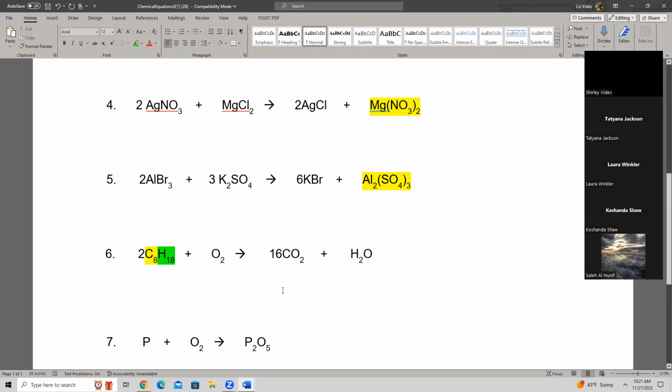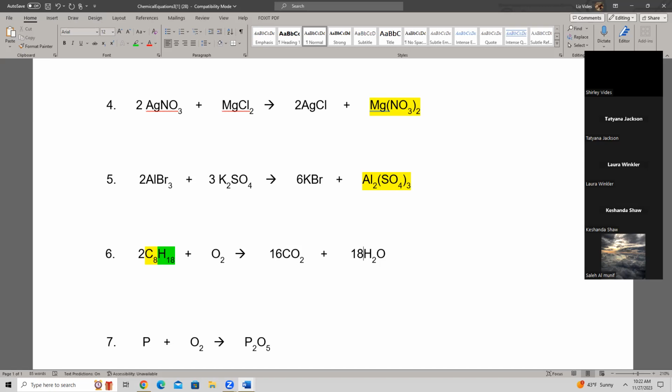Don't worry about the oxygens. They'll balance themselves later. 2 times 18 is 36. Okay, but divided by 2, right? Because this is already 2. Again, it's 18. See? Now you see where the double came from, why it's there.